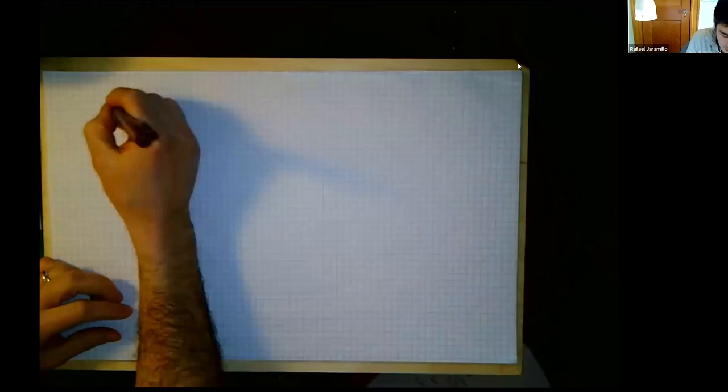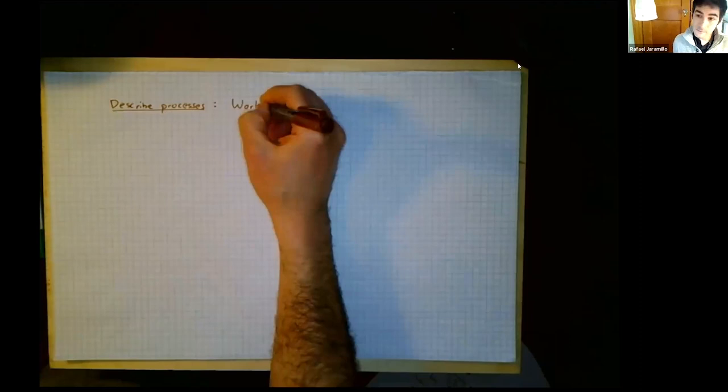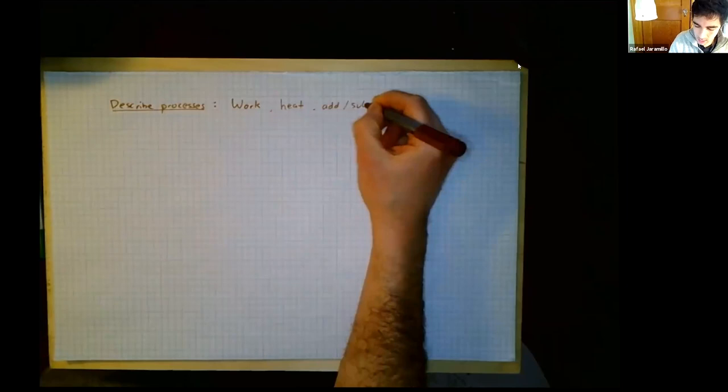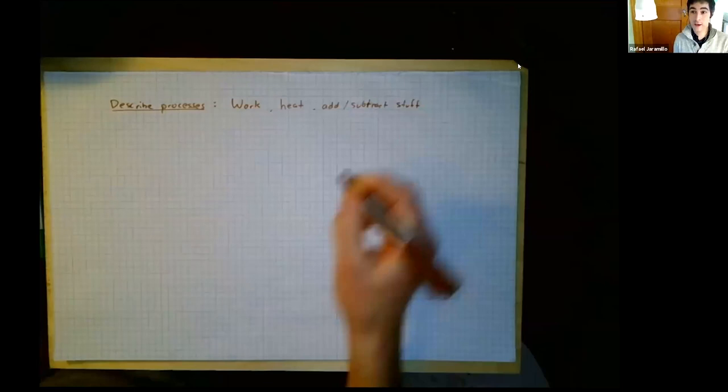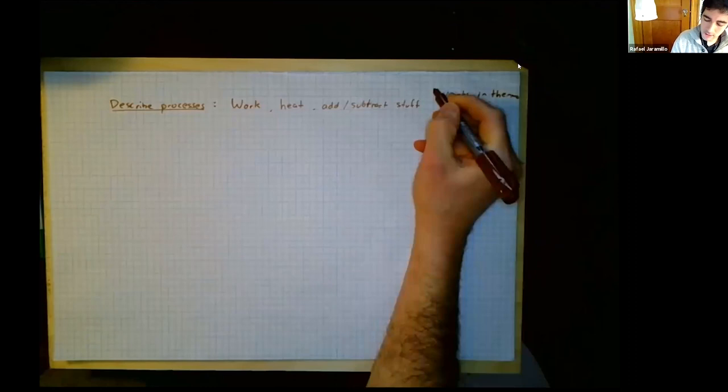Okay, let's describe processes. In the last lecture, we described systems. Now we're going to describe processes. All right, so things you can do to a system. You can work on it. You can heat it. Or you could add or subtract stuff. Okay, these are things you can do. These are verbs in thermo. All of these are verbs in thermo. They're actions that you do on a system.